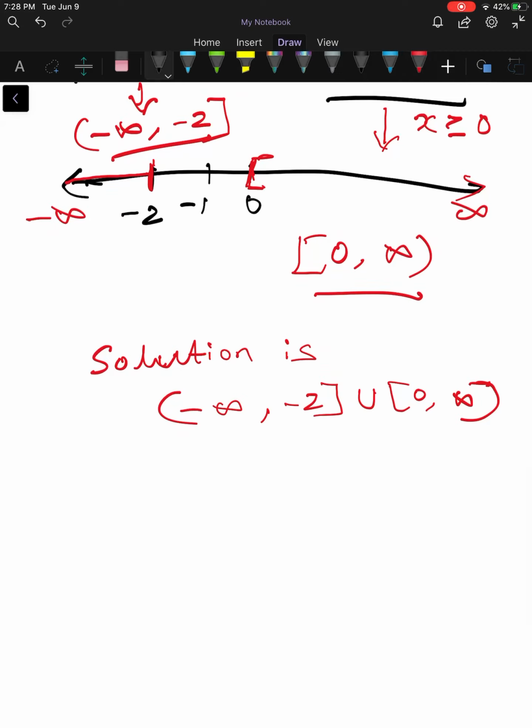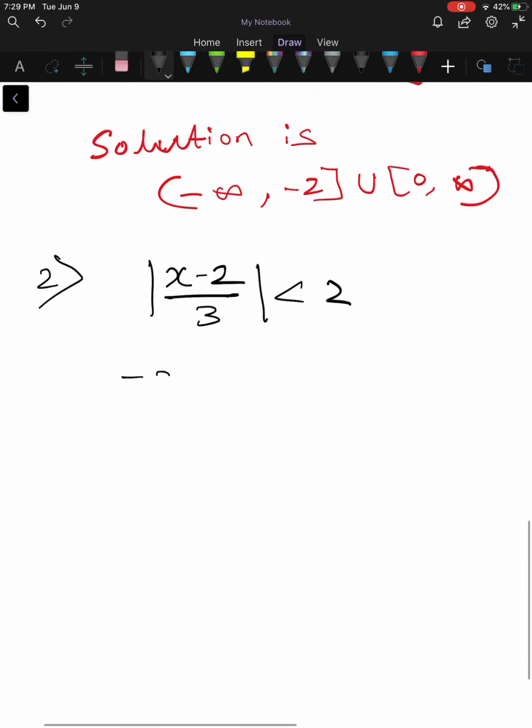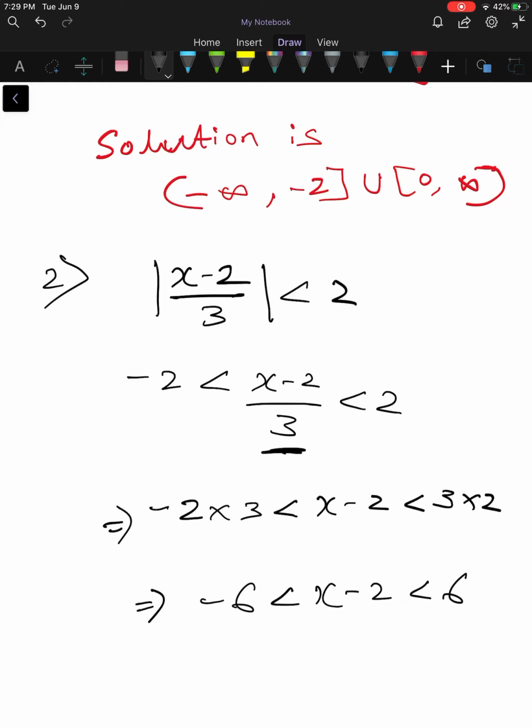Now considering another example, which has a quotient, a rational expression: absolute value of x minus 2 divided by 3 is less than 2. That would give us negative 2 less than x minus 2 divided by 3 less than 2. I should eliminate the fraction here, so I will multiply all the terms by 3: negative 2 times 3 less than x minus 2 less than 3 times 2. Upon solving we will get negative 6 less than x minus 2 less than 6.